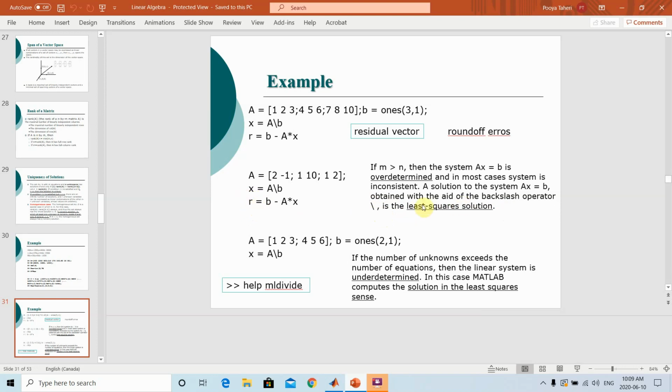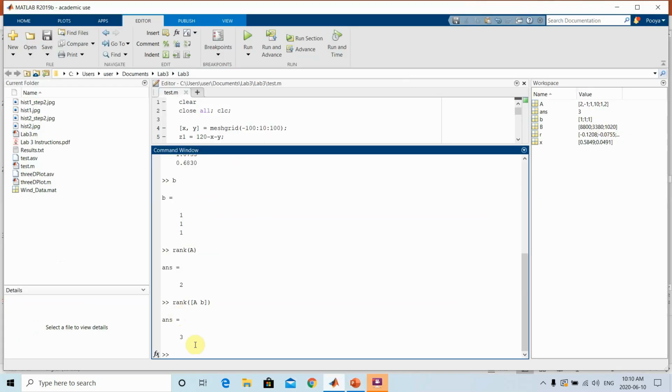In what sense? In the least square solution. It means that if you find the... let me show you R here. So this was R, right? So it means that the solution that we got here would minimize R in the sense of least square solution.